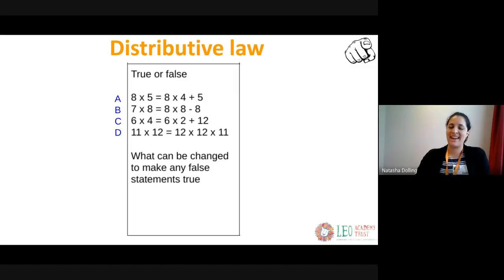I'm going to give you a minute now, and I've labelled them A, B, C, D. Can you pop in the chat once you've worked them out? Which statements do you think are true, and which statements do you think are false? And if you think they're false, how do you change it to make them true? So somebody is saying that A is false. How could you make it true then? How could you make A true?